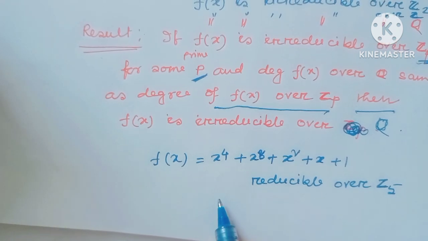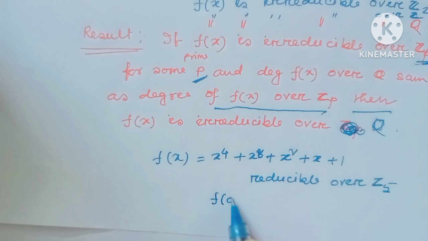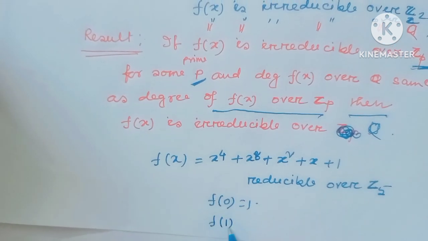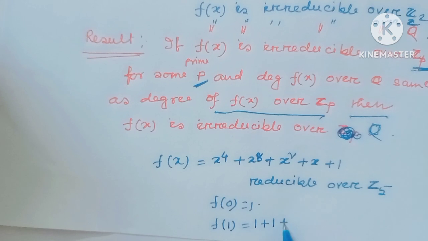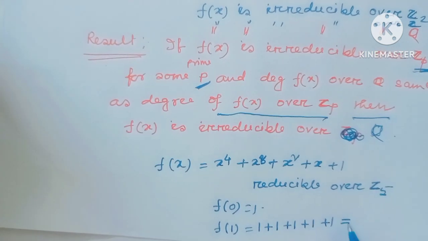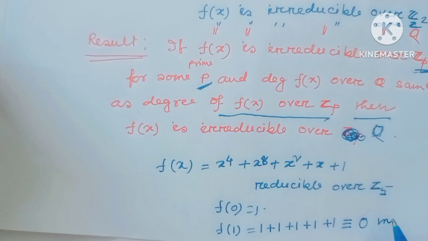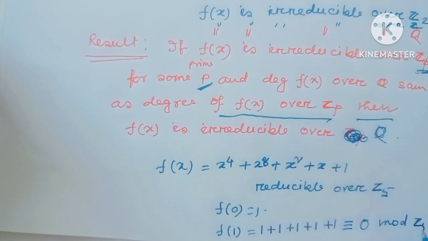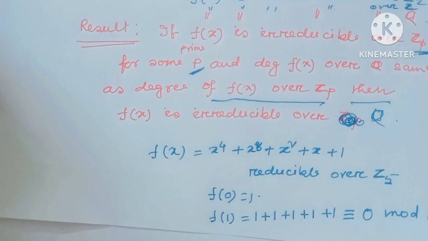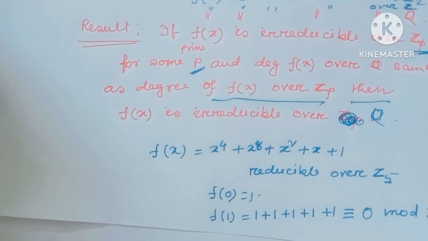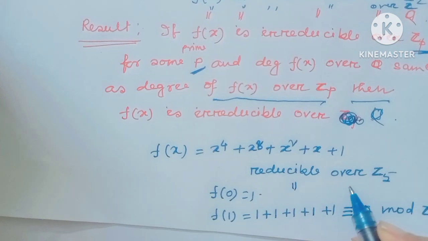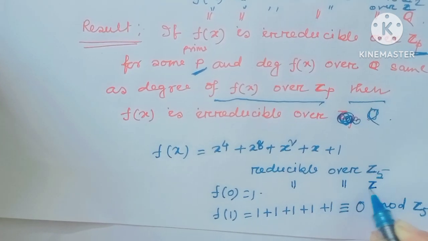Here notice f(0) equal to 1 and f(1) would be 1 plus 1 plus 1 plus 1 plus 1, and in mod Z5 this value would be 0. So we can tell this polynomial is reducible over Z5. Also we can tell this polynomial is reducible over Z.